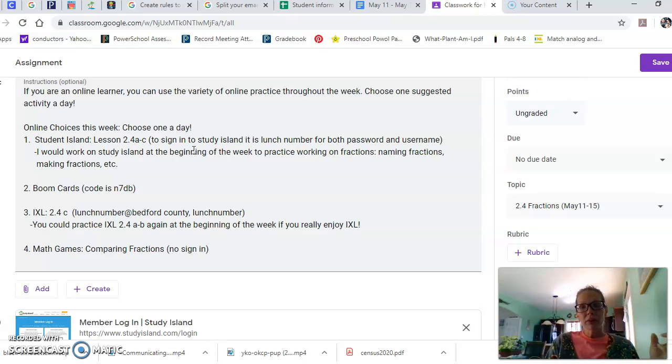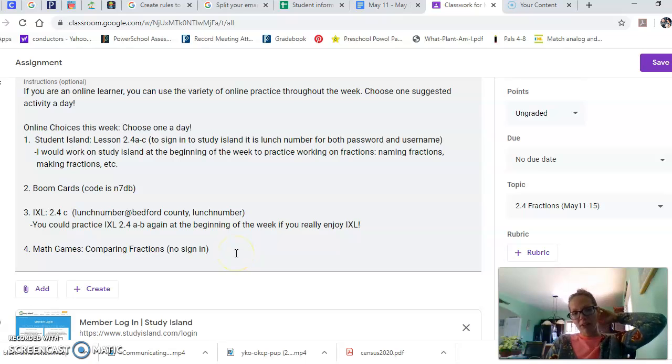So Monday, we're really still focusing on fraction sizes, naming fractions, dividing shapes into fractions, what is a fraction, and how do those sizes change based on the denominator. That's what we're looking at on Monday. So really my suggested activity for Monday would be Study Island, but you can use Study Island throughout the entire week if you like Study Island. I have boom cards. I have IXL. You can do any part of IXL going into Tuesday through Friday. Really 2.4C would probably be beneficial since that deals with comparing fractions.